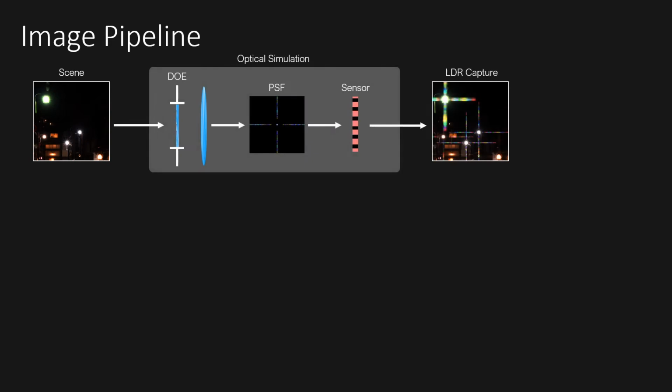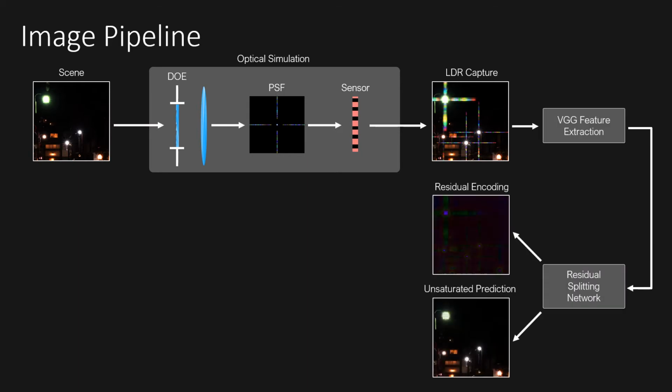We now explain our imaging pipeline. We first begin with an HDR scene. The scene is modulated by our DOE and focused onto the sensor. We simulate this using the point spread function of the DOE. The captured image is then fed into our reconstruction network.